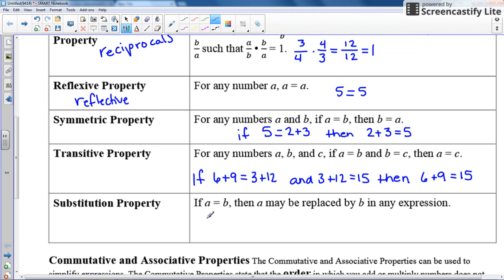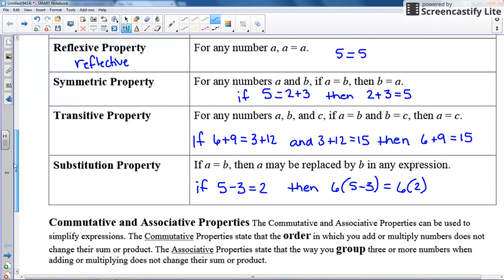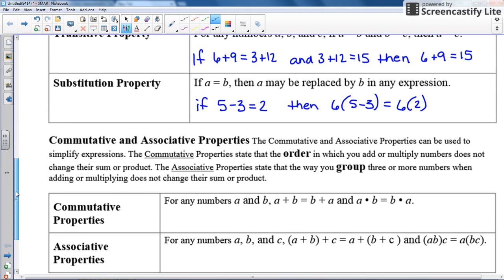in any expression. So for example, if 5 minus 3 is 2, then that means that if I have 6 times 5 minus 3, I can replace that 5 minus 3 with 2. And that's called substitution. I'm substituting the 2 in for the 5 minus 3. Okay, so the substitution property we actually use a lot. That's really how we simplify things, is we substitute an equivalent value for another value.